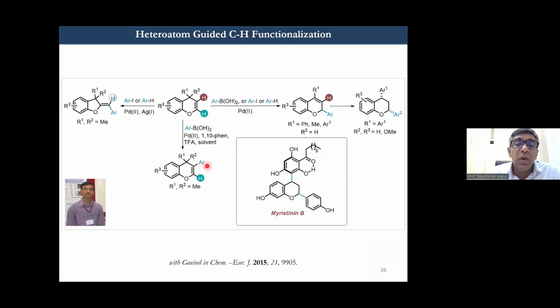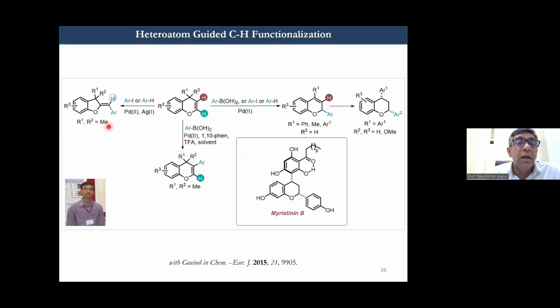And when we carried out this particular work, when this position was singly substituted, to our very big surprise, we found that the arylation actually took place at the C2 position, which was unexpected given the reactivity that one would expect at that particular position. When we carried out this reaction with aryl boronic acids, when R1 and R2 were methyl groups, we found that the arylation expectedly worked at the C3 position.